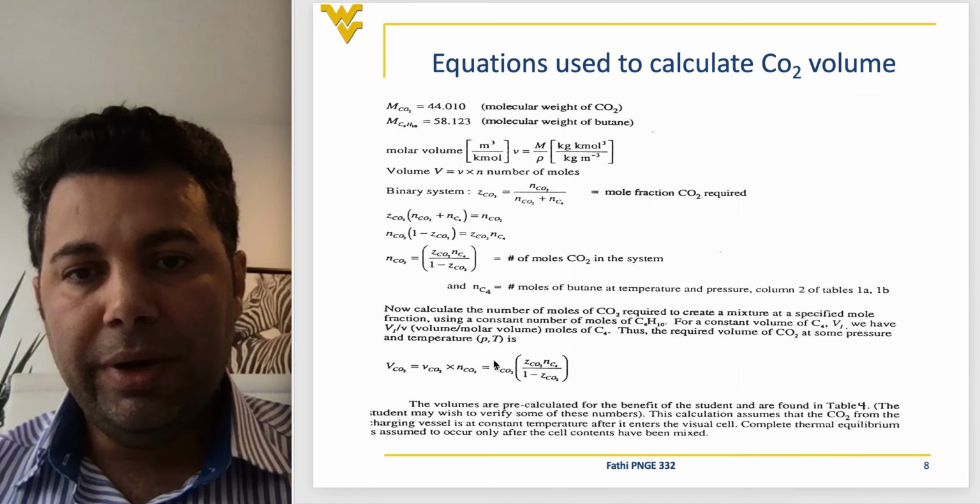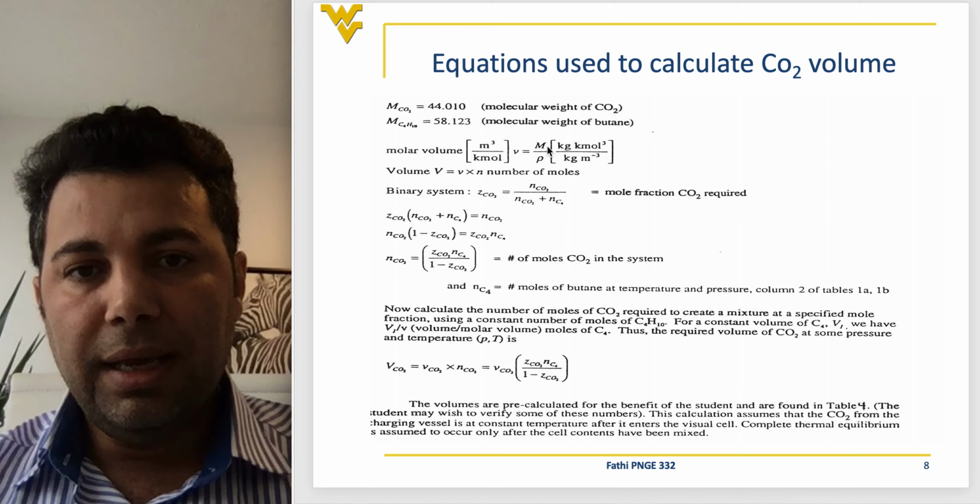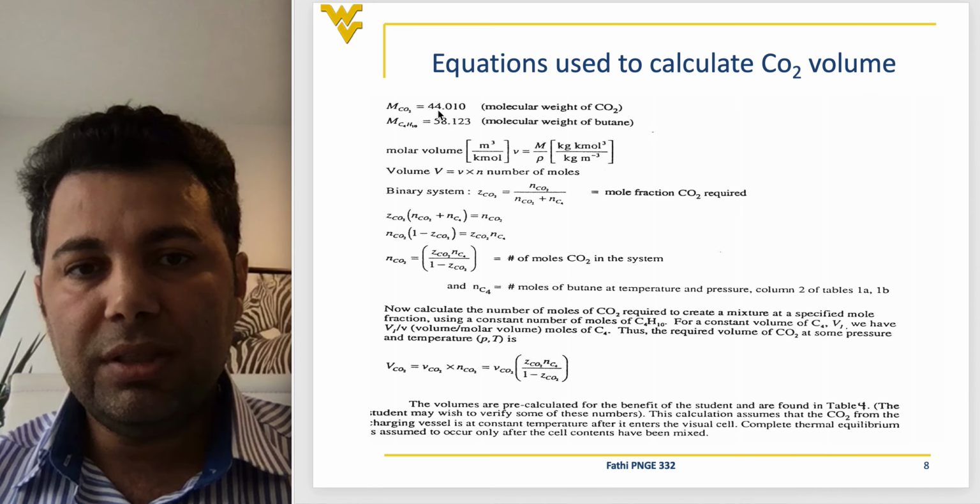Now I need to find this value, the molar volume of the CO2. The molar volume of CO2 is defined as the molecular weight of CO2 divided by the density of CO2. The molecular weight of CO2 is given. It's 44.01.